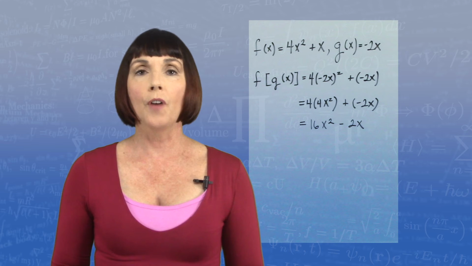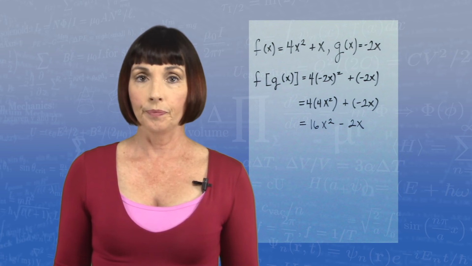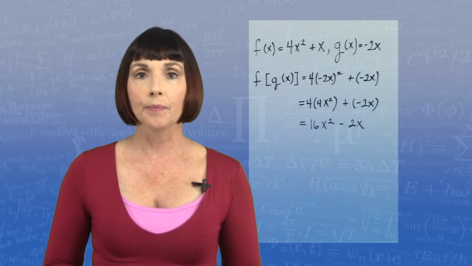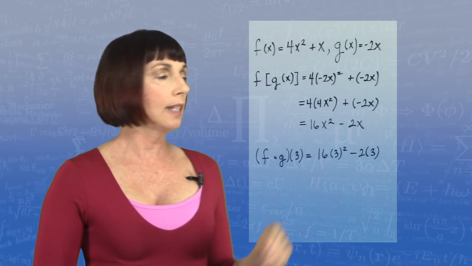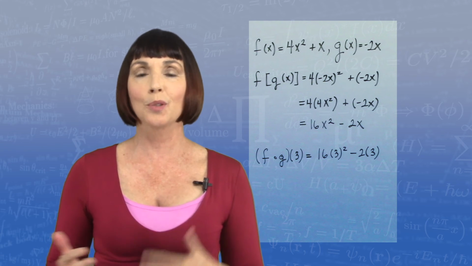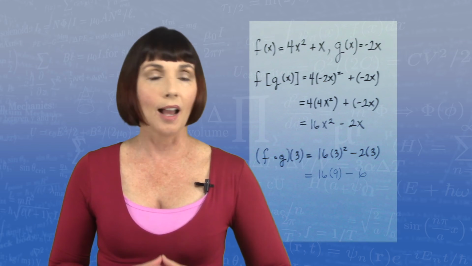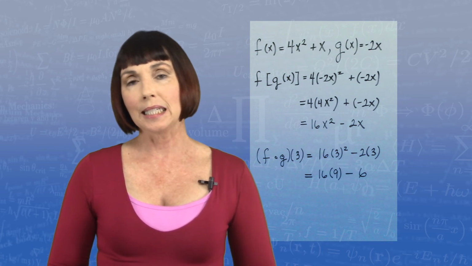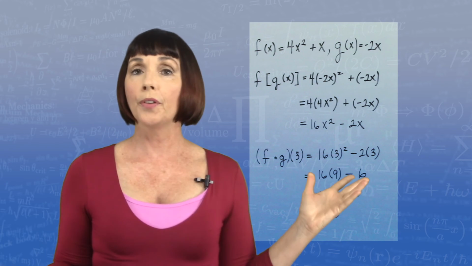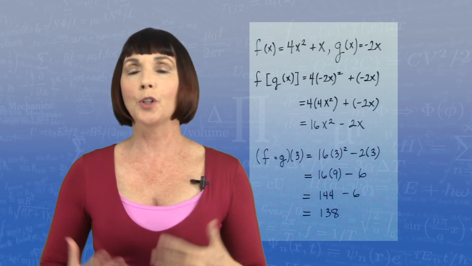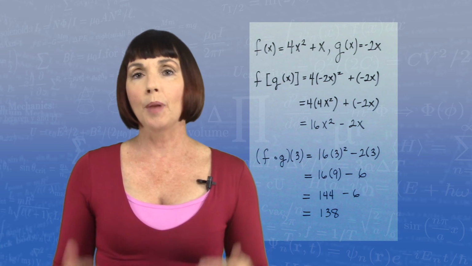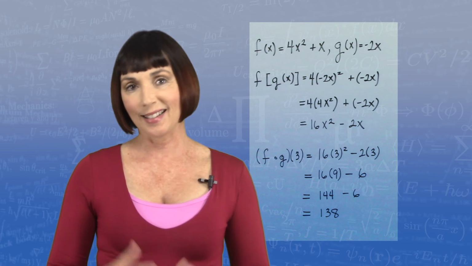Now, suppose I want to find f of g of 3. Now it's just like any function. Anywhere you see an x, just put in a 3. So that would give me 16 times 3 squared minus 2 times 3. I'm just replacing x with 3. And multiplying, I get 16 times 9 minus 6. 16 times 9 is 144, minus 6 is 138. So once you have your composite function, you can evaluate it at any point in its domain simply by plugging that value in for x.